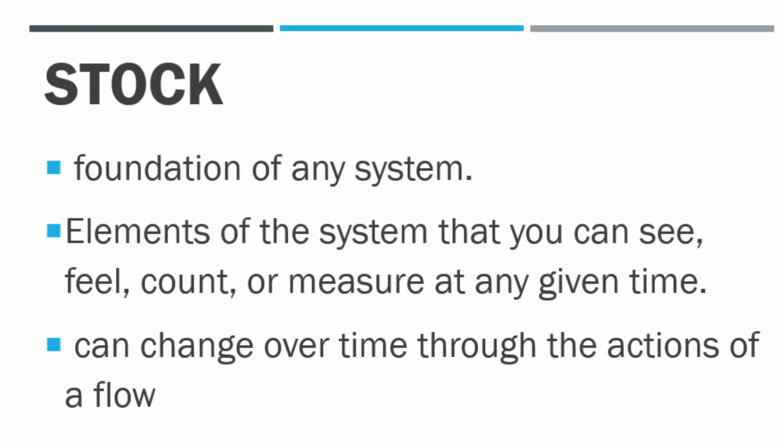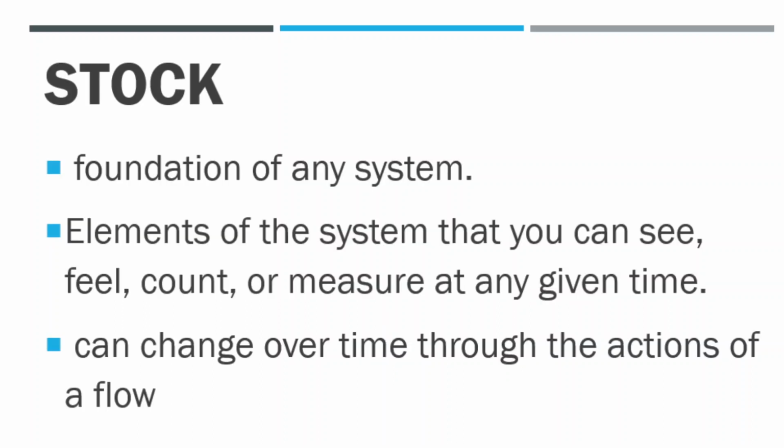Students in school, we can say that BSBA 2A, BSBA 2B, 2C, that is their count. Okay, we can count them. We can see them. Water in a bathtub, you can measure it. How many liters, how many gallons are in that bathtub. Population in a community, you can count them. There are 1,000,000 in this particular municipality. And inventory in a company. Those are some examples of stocks. Again, these are the elements that we can see, feel, count, and measure at any given time. Now, how about the flow?